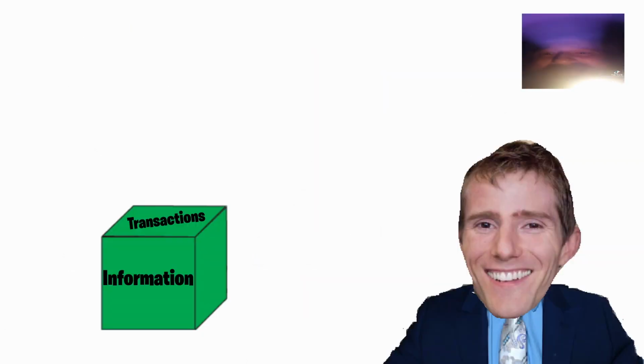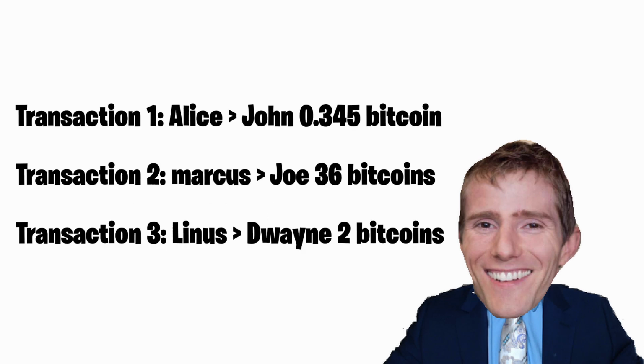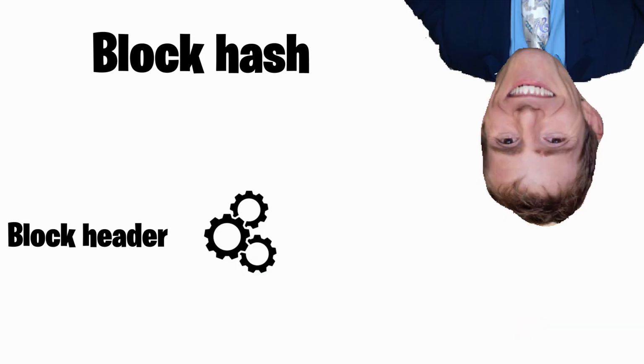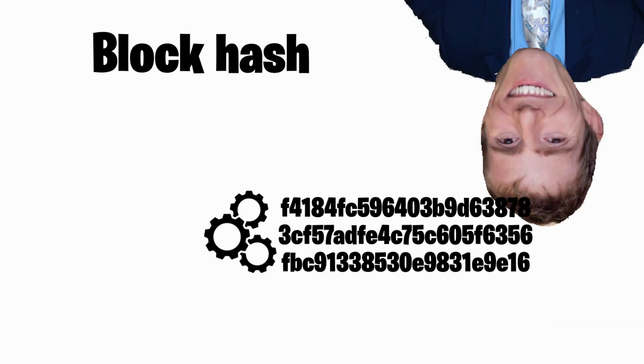Okay, next, the block contains all the transactions that have happened during a special amount of time. These contain things like the address of who sent the crypto and who received it. It also keeps track of things like the amount of crypto being sent. The block also contains the block's hash. The block hash is created from hashing the block's header into a unique hash.